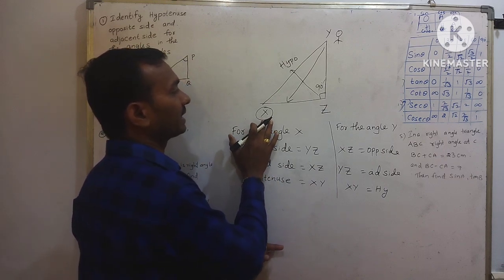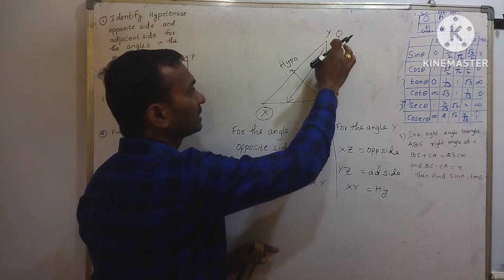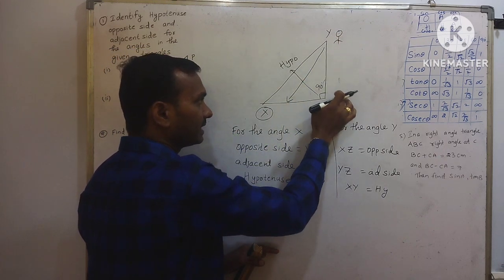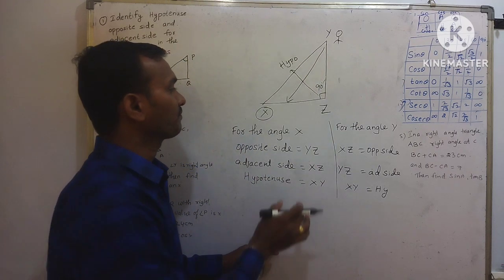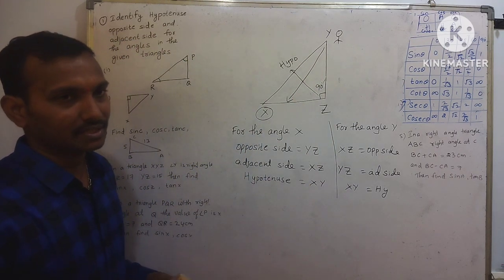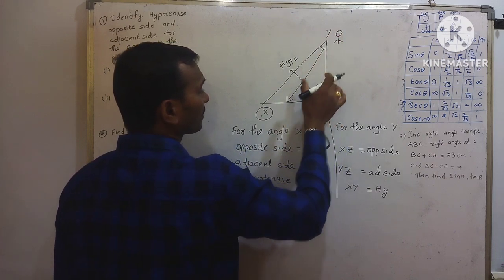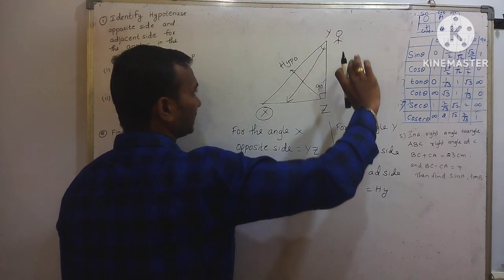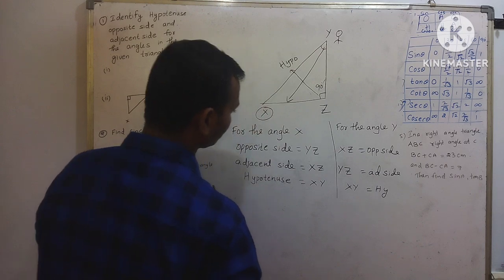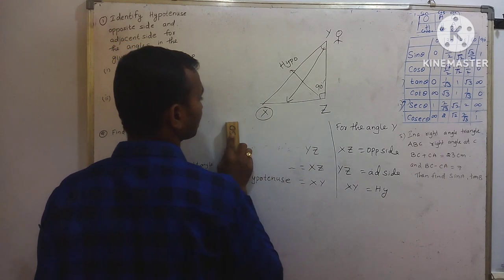If you see from this angle, your opposite will be YZ and XZ is the adjacent. But if you see from here, angle Y point, our opposite will be XZ and adjacent will be YZ. That is the only difference.